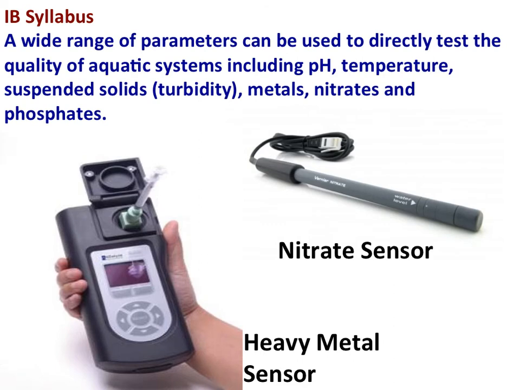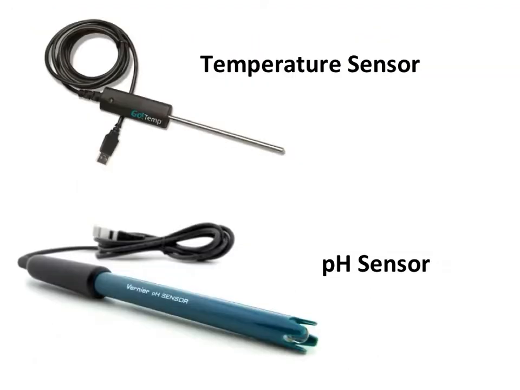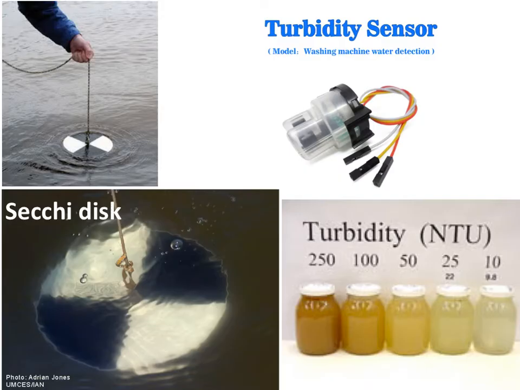A wide range of parameters can be used to directly test the quality of aquatic systems, including pH, temperature, suspended solids, in other words, turbidity, metals, nitrates, and phosphates. And for these abiotic variables, the use of probes is appropriate. For example, a nitrate probe or heavy metal probe, or a temperature probe, or a pH probe, or the use of a Secchi disc to measure turbidity, or a turbidity sensor.